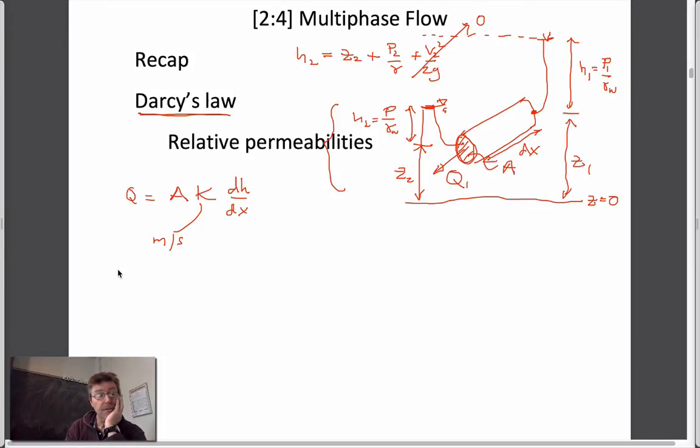If we know that the flow velocity is equal to the Darcy velocity, V sub d is Darcy velocity, equal to the volumetric flow rate divided by the total cross-sectional area, then we end up with the Darcy velocity being the hydraulic conductivity times the gradient that drives flow. Nothing more than that.